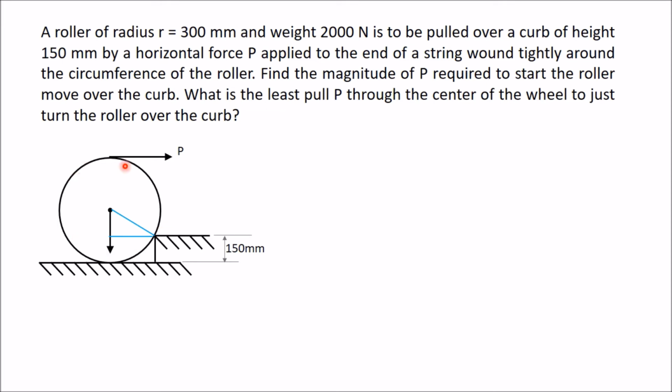There is a roller of radius 300 mm and weight 2000 Newton. This roller is acted on by a force P, and we have to determine the P required to turn this roller over this curb of 150 mm height. In another case, you have to apply this force P at the center and determine the minimum value of it, again to turn this roller over this curb of 150 mm.